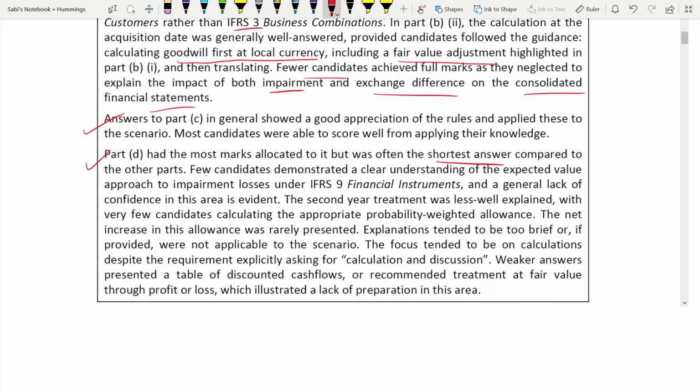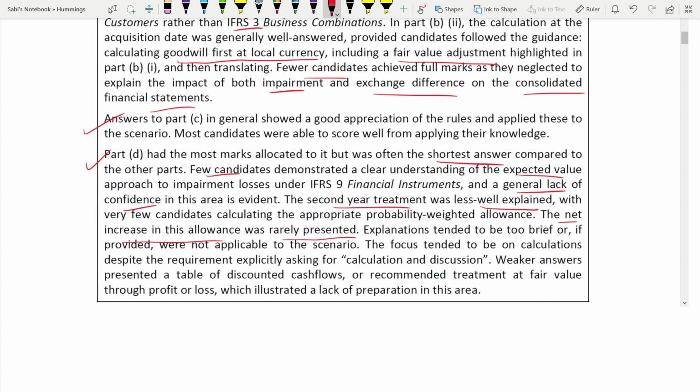Only a few candidates have a clear understanding of the expected value. That means multiplying the probability of default by the cash outflow. So there's a general lack of confidence in this area. The second year treatment was also less well explained. First year treatment is 10,000, it's very easy, the 12-month expected credit loss. But the second year is the hard part, and that was less well explained. Then the net increase in this allowance was also rarely presented.